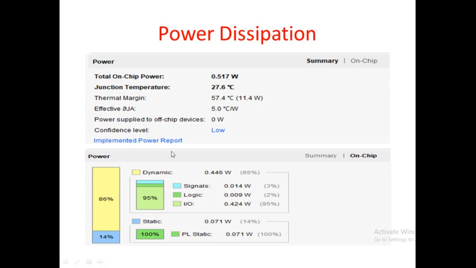So in our small program, the power dissipation is 517 milliwatts, at a junction temperature of 27.6 degrees Celsius and a thermal margin of 57.4 degrees, and the static power dissipation is very low, which is 71 milliwatts.